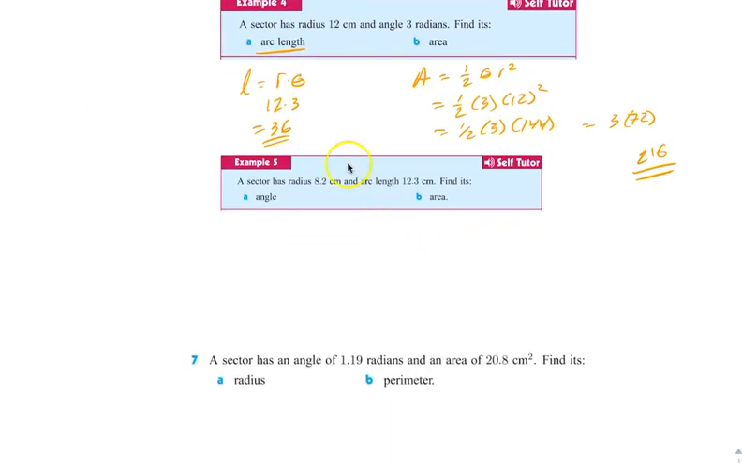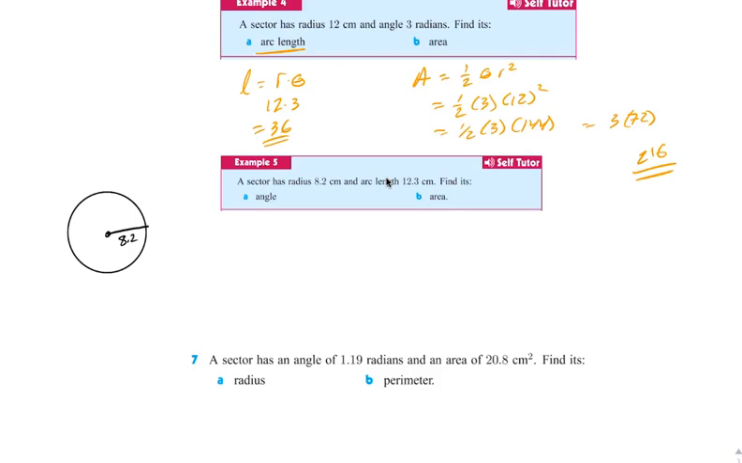If I just want you to find arc length or area, just plug into the formulas and simplify. Well, this next one is kind of going a little backwards. The sector has a radius of 8.2 and an arc length of 12.3. So let me draw this one to give us a better idea. Let's have a little radius of 8.2.